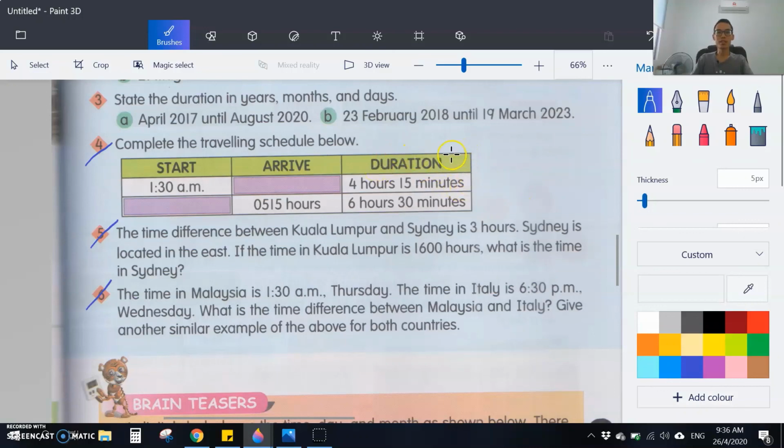Alright, okay, this is still looking for starting time, ending time, duration. And this one is world time zone. Okay, number 5, number 6 is about world time zone.